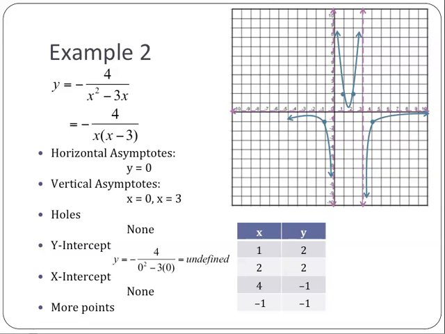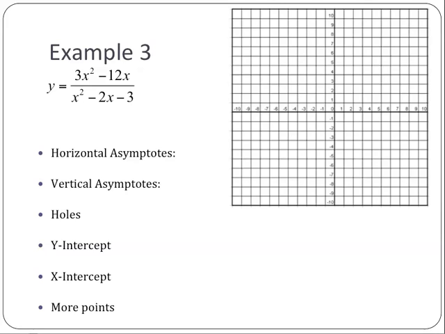All right, example 3. 3x squared minus 12x all over x squared minus 2x minus 3. Let's start by factoring. So 3x times x minus 4, and on the bottom we have x plus 1 and x minus 3.